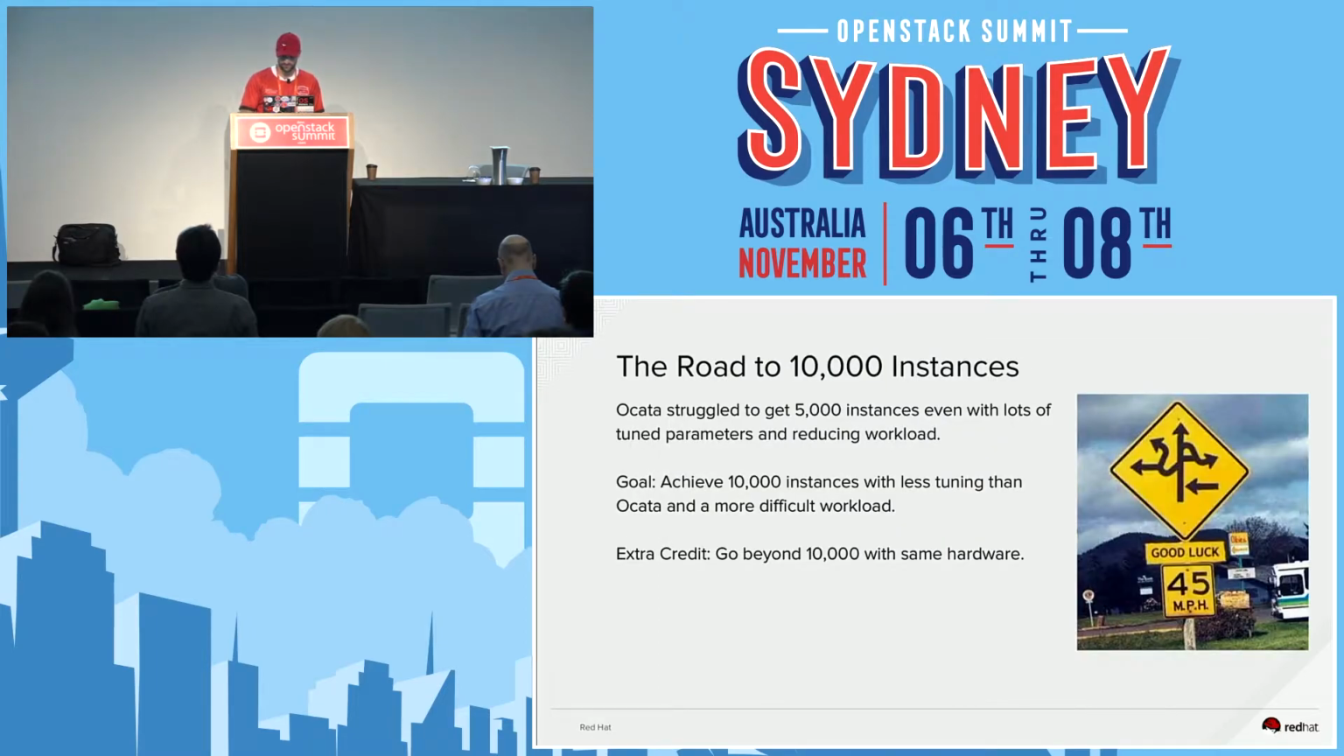All right, let's move on. So the road to 10,000 instances. With Ocata, with the setup that we've been using as our performance baseline, we had a really tough time getting above 5,000 instances, especially after tuning parameters and trying to reduce the workload as much as possible. That resulted in some bugs and some changes in Gnocchi 4. Our goal there was to get to 10,000 instances with less tuning and an even more difficult workload. And then, of course, for extra credit, we'd like to go above.